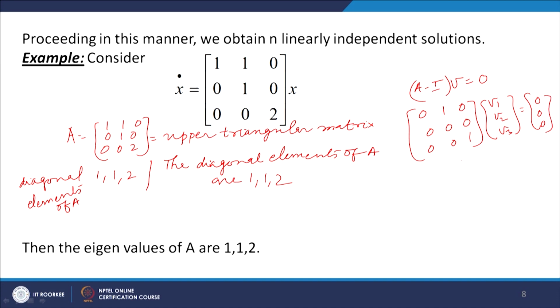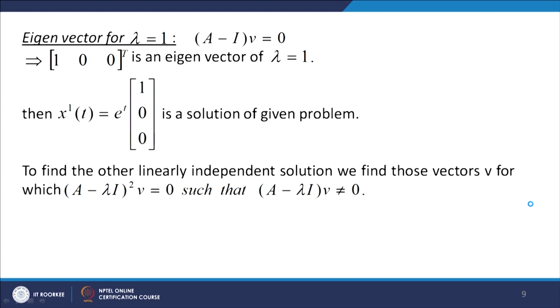So, here you can see b2 is equal to 0 and b3 equal to 0. So, we get the eigenvector b as (b1, 0, 0) and you can take it as (1, 0, 0). So, corresponding to eigenvalue lambda equal to 1, we get an eigenvector (1, 0, 0) and therefore, we can have one solution of the equation x dot equal to A x. We know that x(t) equal to e to the power lambda t into b.